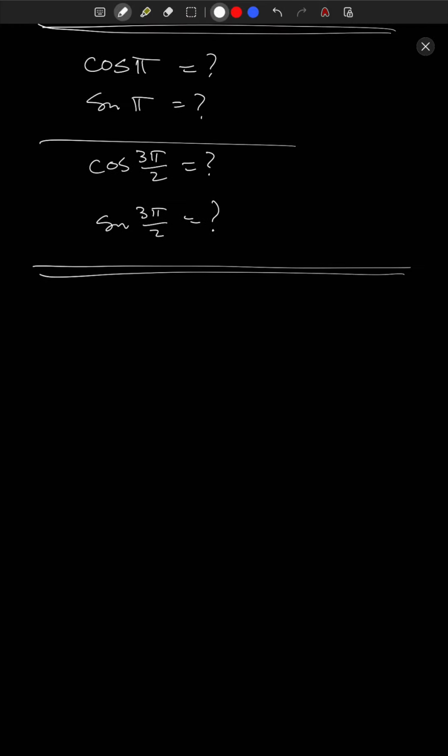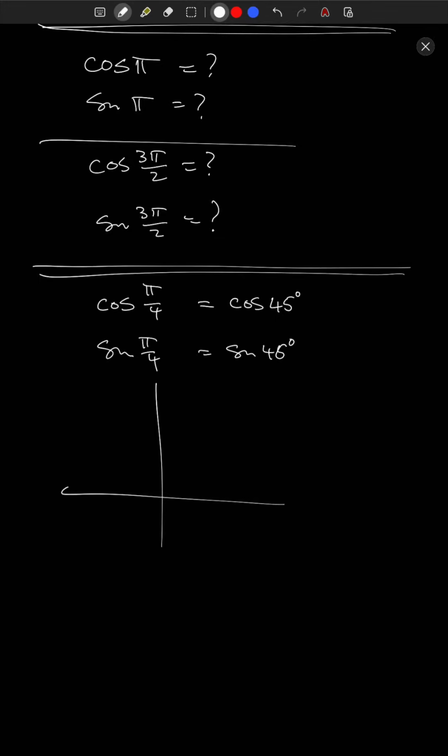Let's talk about sine and cosine of an angle we'll be working with quite a lot, and that's cosine of pi over 4 and sine of pi over 4. So remember, pi over 4 is 45 degrees. So we're asking what's cosine of 45 degrees, what's sine of 45 degrees. Okay. All right, so let's use our new definition of sine and cosine.